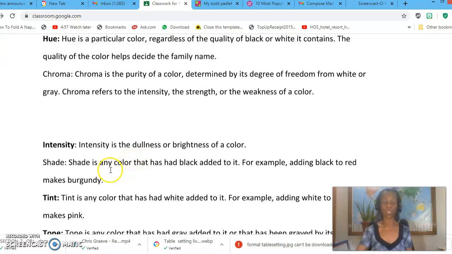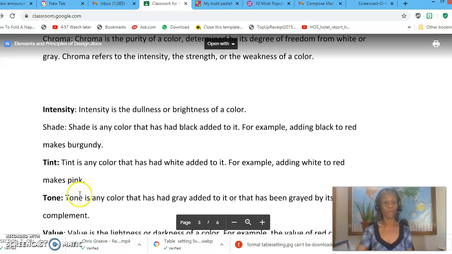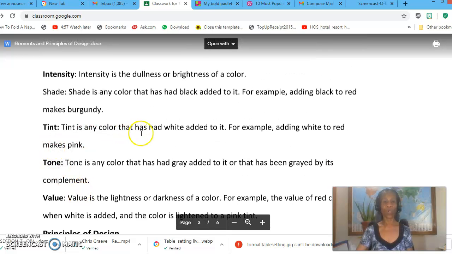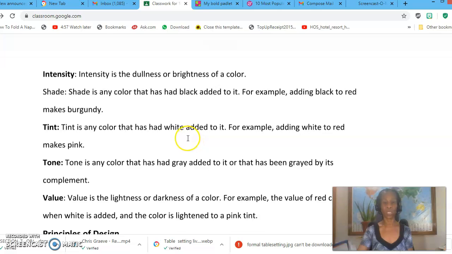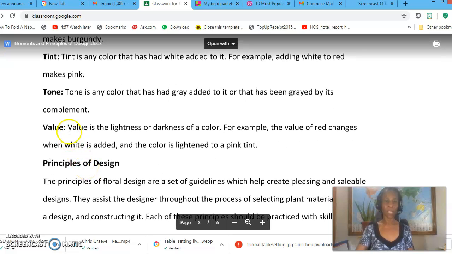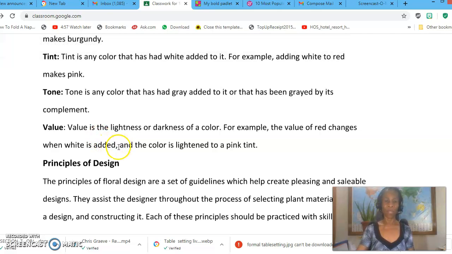So if you add black to a color, then you're going to get a shade. So if you add black to red, you're going to get burgundy. Tint is any color that has white added to it. For example, add white to red, you may get pink. Tone is any color that has gray added to it, and you're going to get a grayed complement. Value is the brightness or lightness of a color. For example, the value of red changes when white is added to it, and you get a lightened color of pink.